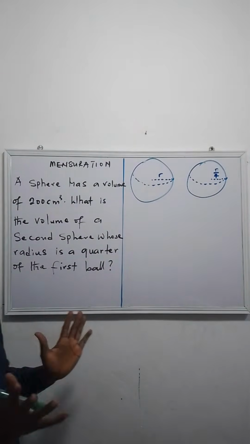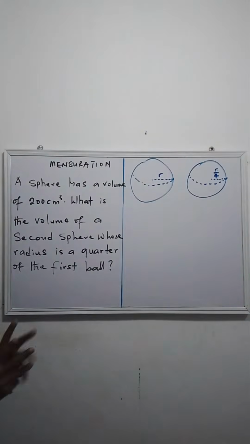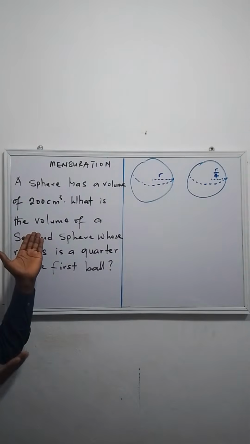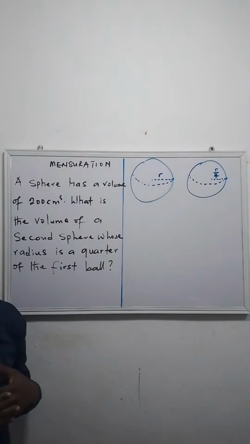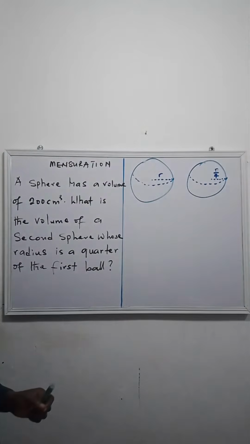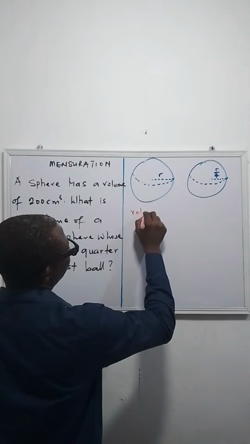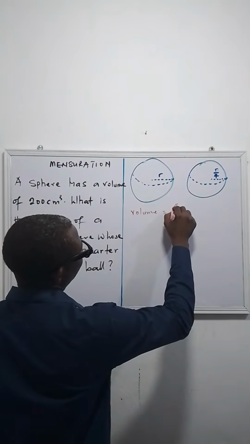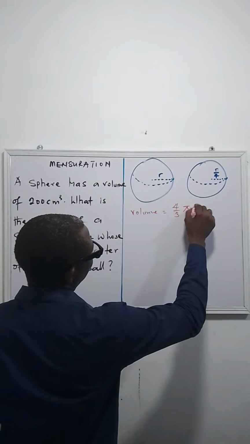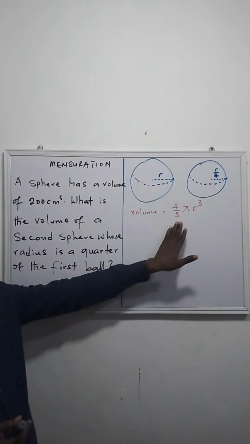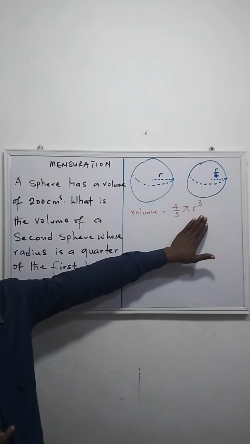So now let's see, how do we solve this? Now the first thing is to look at the tone of the question. The question is talking about volume. So what comes to mind now is the volume of a sphere. So I must know the formula for calculating volume of a sphere. So what is that? We have volume of sphere is going to be 4 over 3 pi r cube. This is the formula for calculating volume of a sphere.